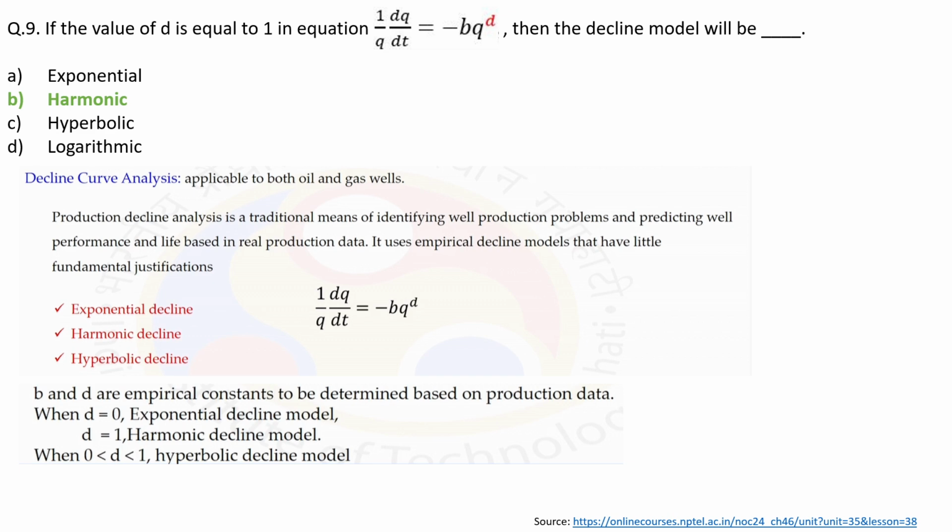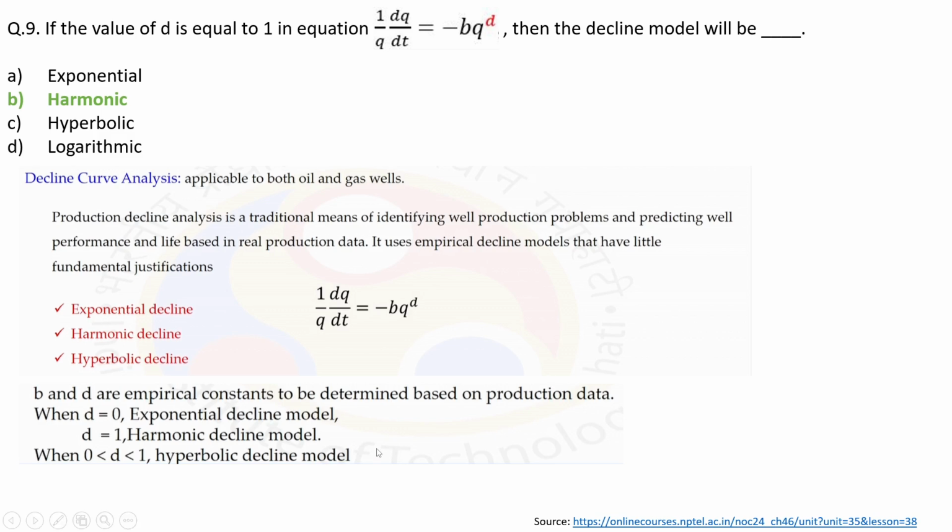So, this equation helps us understand the decline curve for both gas and oil wells, and this can be either exponential, harmonic, or hyperbolic. Now, B and D are empirical constants to be determined based on production data. When D is equal to 0, it is an exponential decline model. D equal to 1, it is a harmonic decline model. And when D is between 0 and 1, it is a hyperbolic decline model.